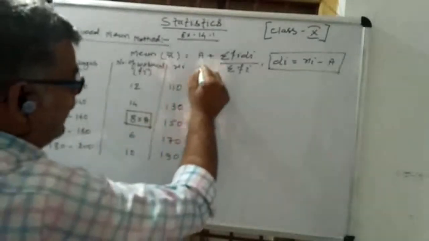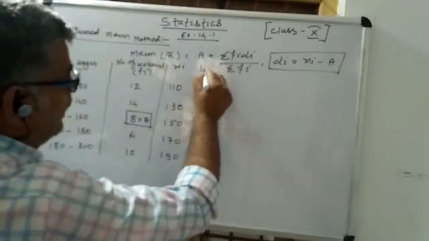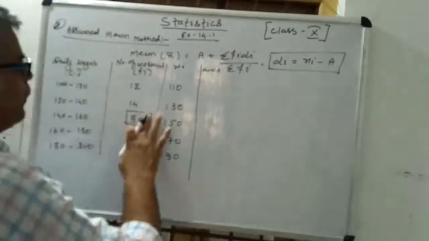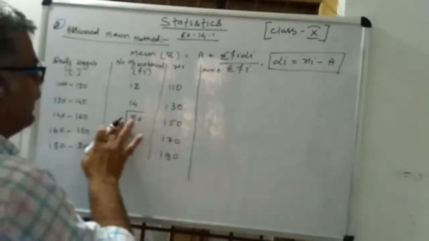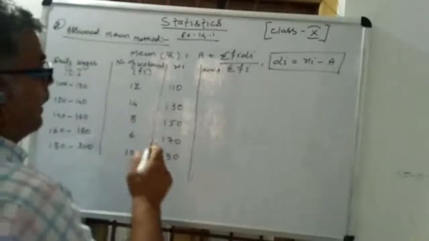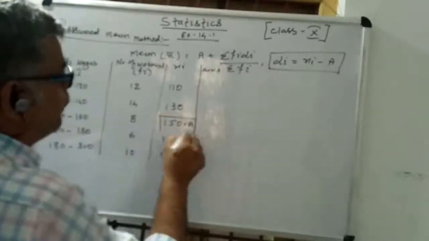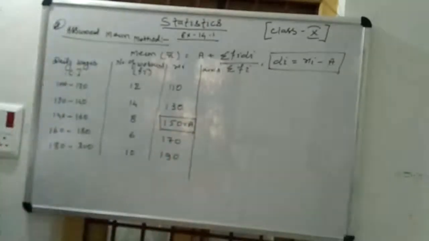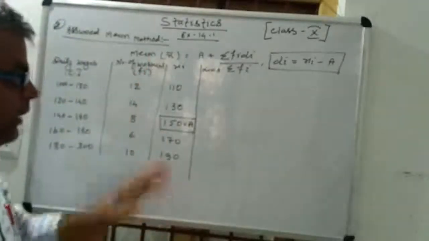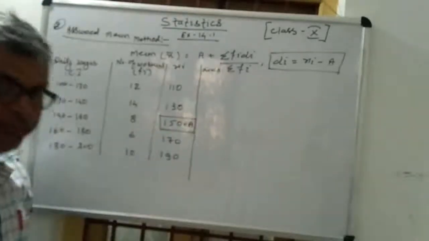After getting xi, you calculate di. di equals xi minus a. Sorry, here you have to assume the mean in the class marks, not in the frequency. So your assumed mean value a is 150.